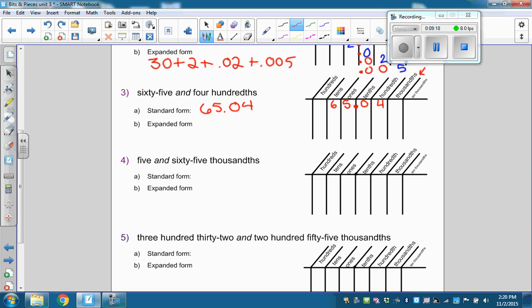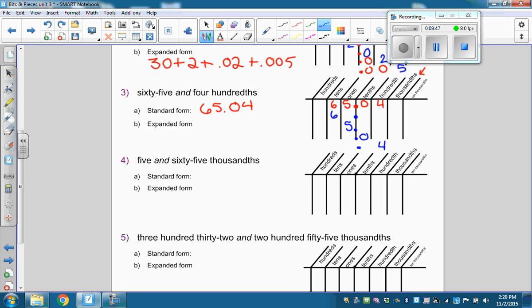If I were going to separate it, I would think of it like this. Just as a little kind of visual. So what do you do with that, Lola? Well, I did 60 plus 5. Yeah, that's right. 60 plus 5 and then plus 0.04.